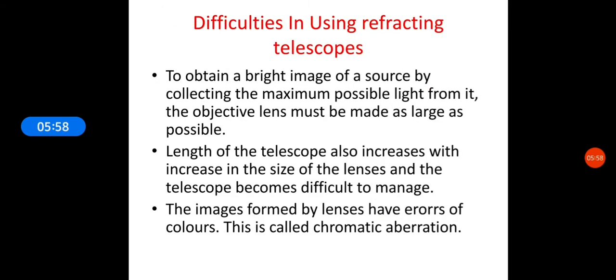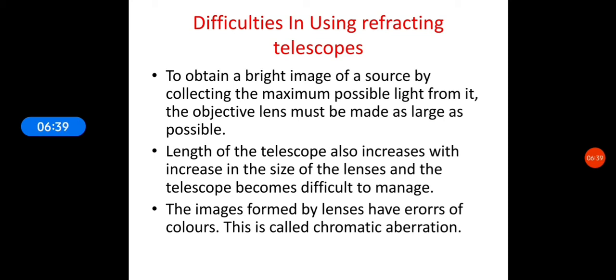Even though such a telescope is useful for space observations, it presents certain difficulties. As we saw above, if we wish to obtain a bright image of a source by collecting the maximum possible light from it, the objective lens must be made as large as possible. However, it is very difficult to make a very large lens. Also, large lenses are very heavy and tend to get distorted.